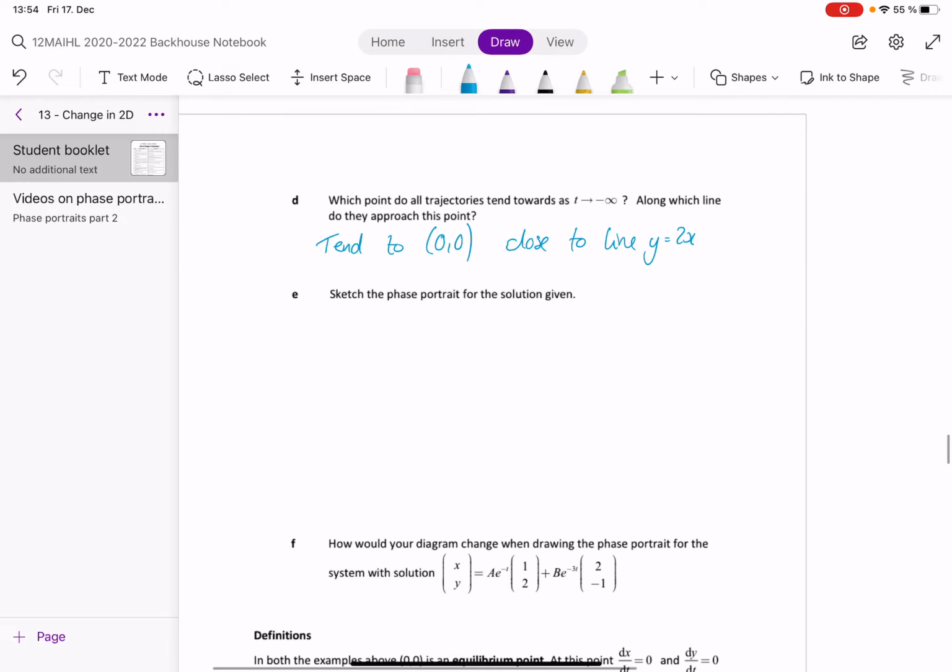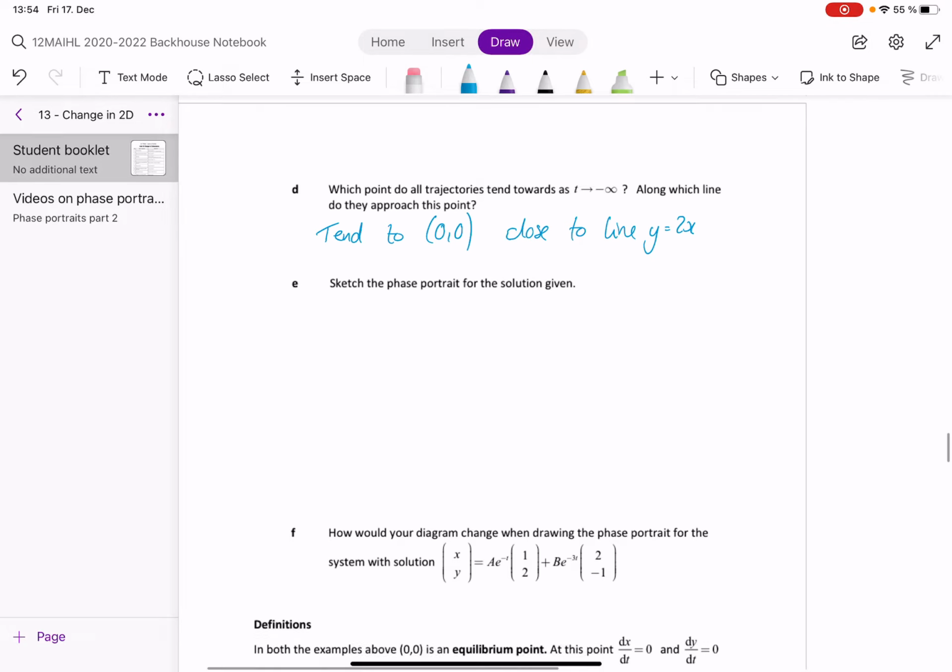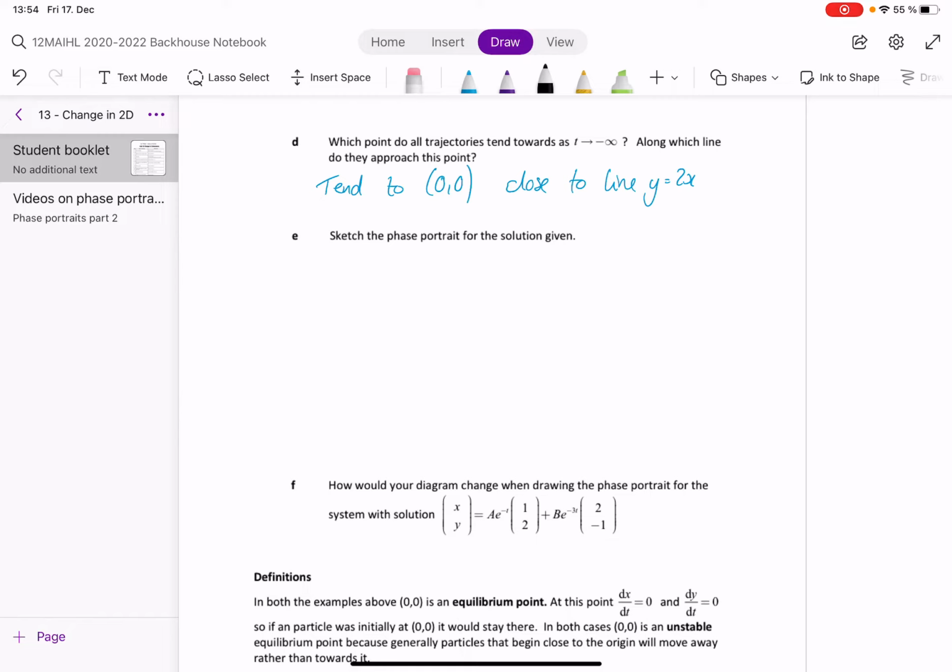So let's have a go at sketching this quickly. We need some x and y axes. Here's my y.